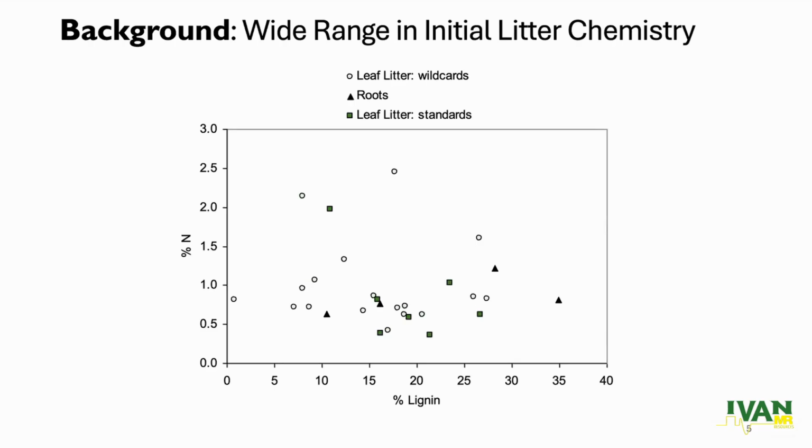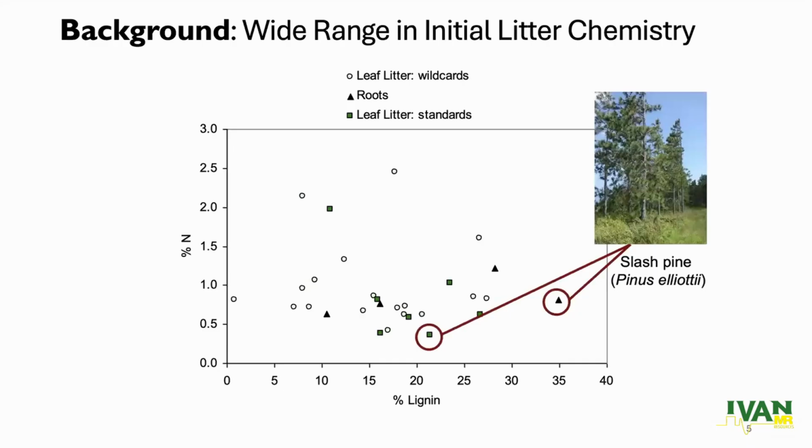They used a really wide range in initial litter chemistries. This is showing percent nitrogen on the y-axis for the leaf and root litters, and percent lignin on the x-axis. To give you an idea of what these are, these 2 over here are kind of poor quality: high lignin, low nitrogen content. This is slash pine leaves and roots.